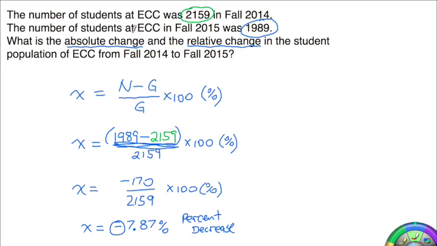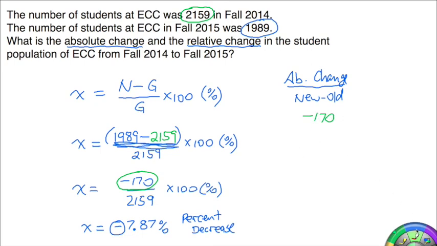The first one is absolute change, and all absolute change is literally new minus old. So the new minus old answer is right here. It's that first step. Subtract the two numbers, the new one minus the old one, and come up with this absolute change. So in this case, the absolute change is 170 students, decrease. So your number of students has gone down by 170.